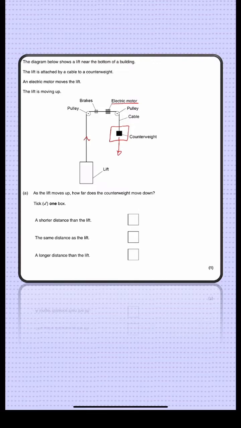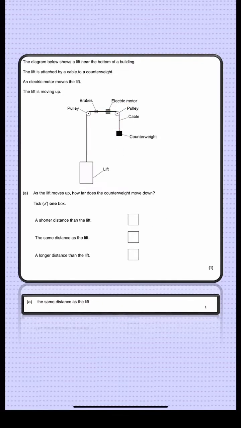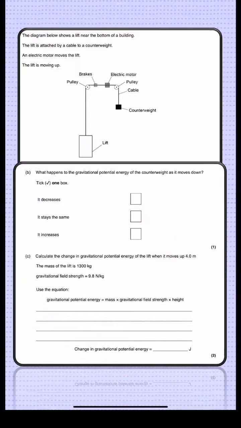It's very straightforward. It's a bit of common sense, hopefully. It's going to be the same. If this goes up 10 meters, the string's not disappearing. The string is exactly the same length. So if the lift goes up 10 meters, then the counterweight is going to go down 10 meters because you have the same length of string in the middle. So the answer is the same distance as the lift. And that's the answer for that one. So just checking that with the mark scheme. Yep, same distance as the lift, just to confirm that.